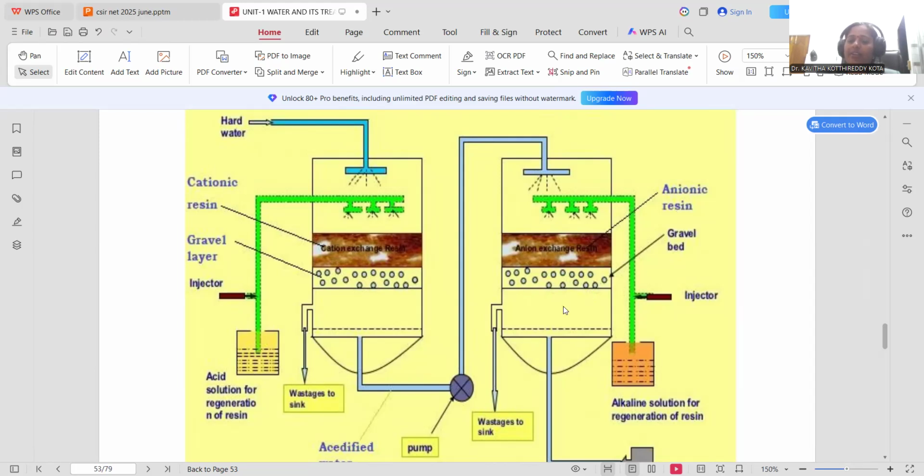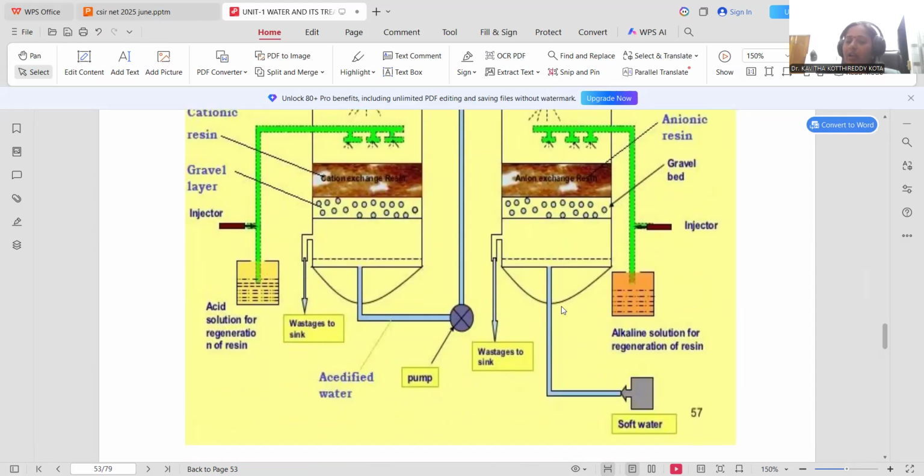So turbidity free water and ion free water is coming from this outlet. So the softened water is collected from this outlet.